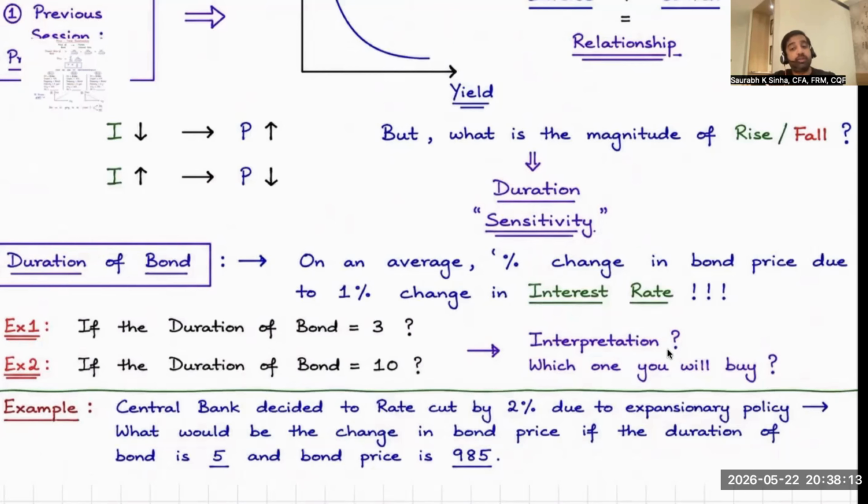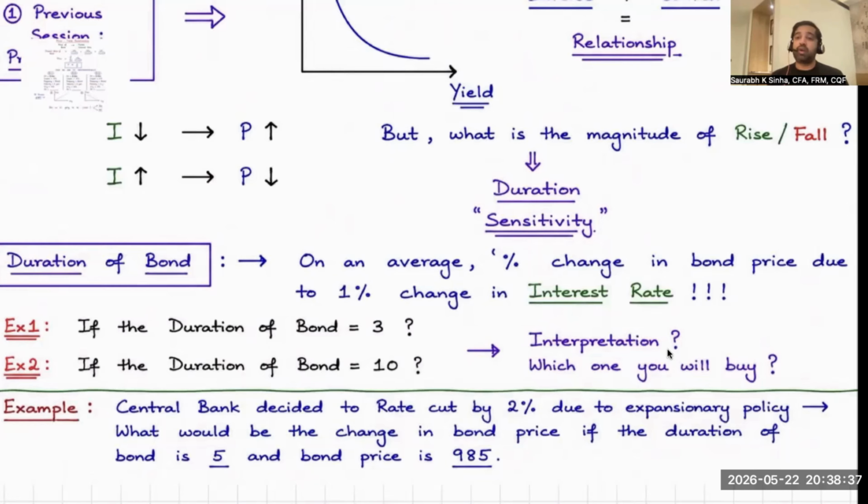What would be the change in the bond price and what would be the final bond price after the rate cut of 2%? Now, before I solve the question, I would strongly encourage that you all pause the video and try to solve this question yourself. Because if you're able to solve this question correctly, then your interpretation of duration is becoming strong. You already have that intuition. Okay, so let's solve it.